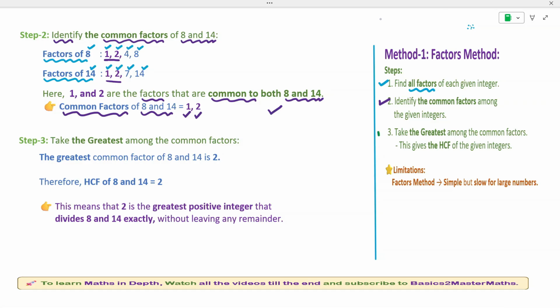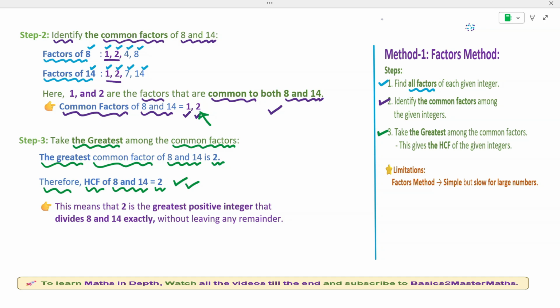Let us move on to step 3. Take the greatest among the common factors. Observe here, the greatest common factor of 8 and 14 is 2. Therefore, HCF of 8 and 14 is 2. Got it?